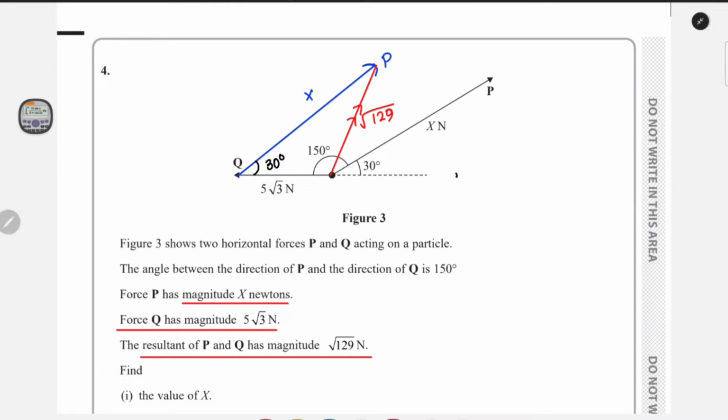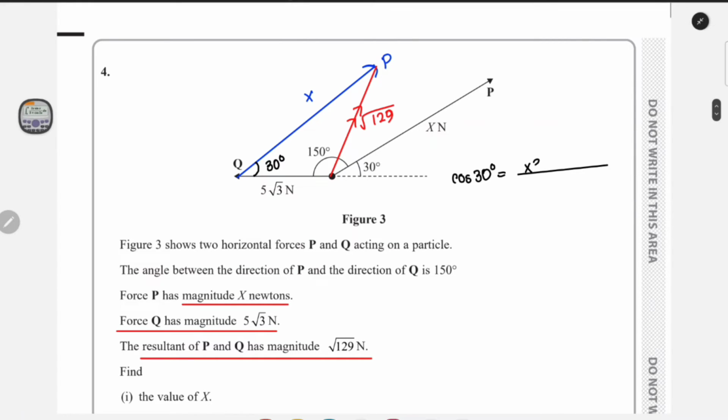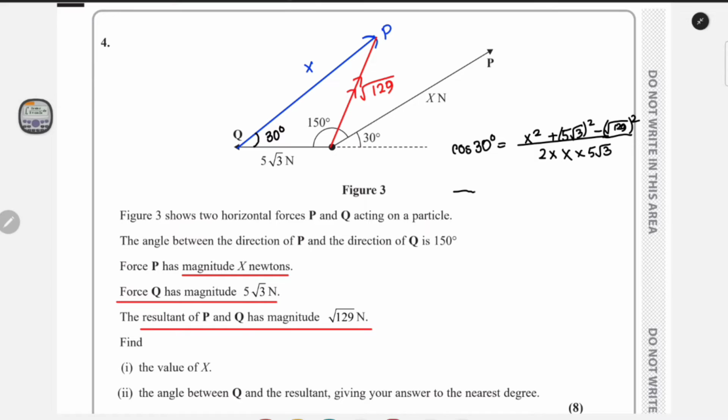So cos 30 will be the adjacent sides squared, so x squared plus 5 root 3 whole squared, minus root 129 squared, the opposite, divided by 2 times the adjacent sides x and 5 root 3. Cos 30 is root 3 by 2, so we'll have root 3 by 2 equals x squared plus 75 minus 129, over 10x root 3.